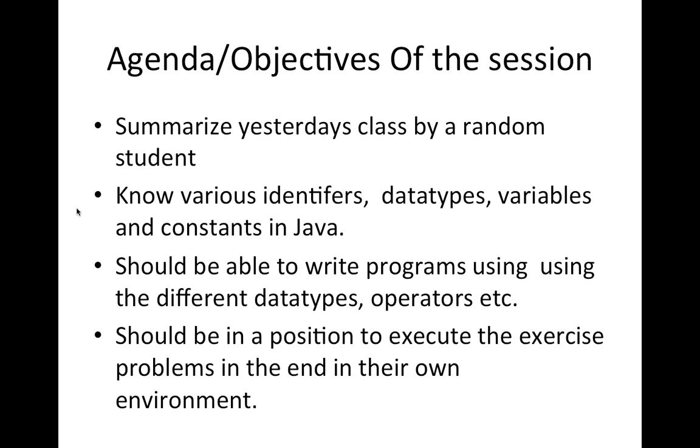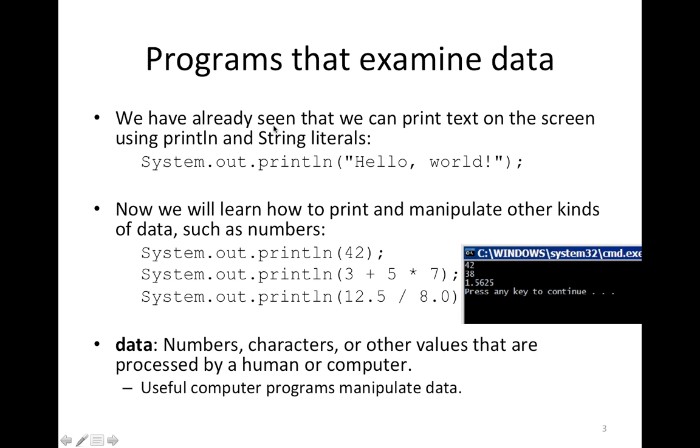Summarize. Know various identifiers, data types, and constants in Java. What are all these? You should be able to write programs using different data types and operators by the end of this course. The class should be in a position to execute the exercise problems in the end on their own. Okay, so let's see what it is.